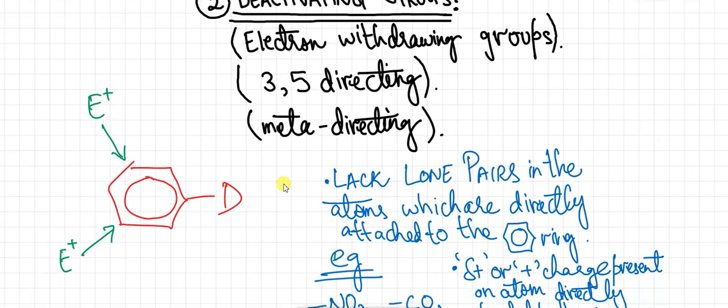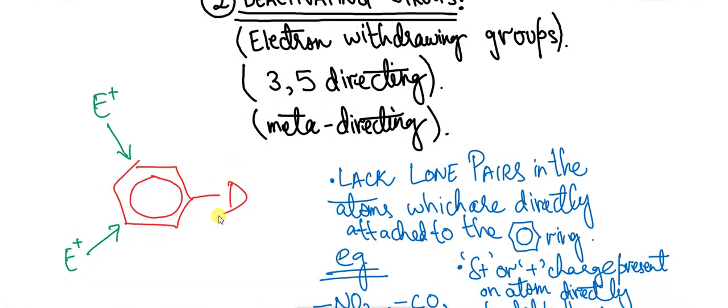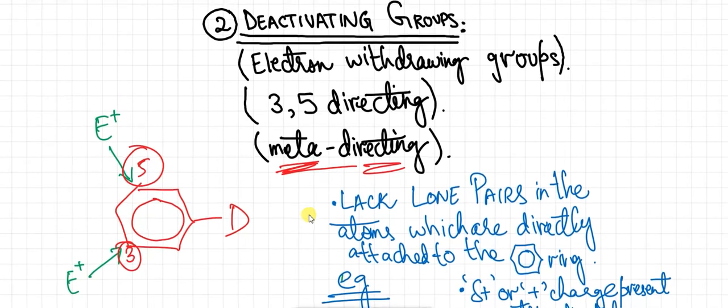So basically they'll direct the incoming electrophile if the deactivating group is already attached to the benzene ring. The next electrophile that will attack this compound will be directed towards either the third carbon atom or the fifth carbon atom. This 3-5 position is known as the meta position, and therefore they are also known as meta directing groups. Now why are they deactivating?